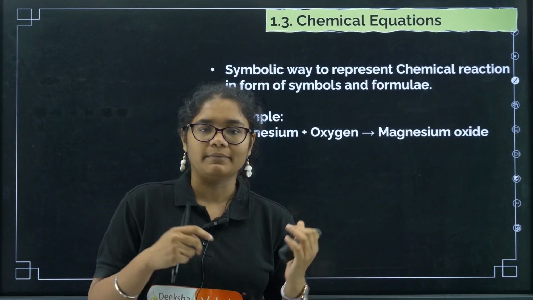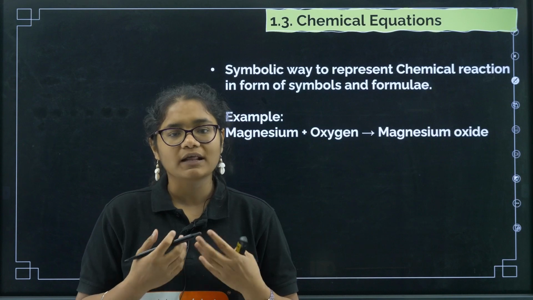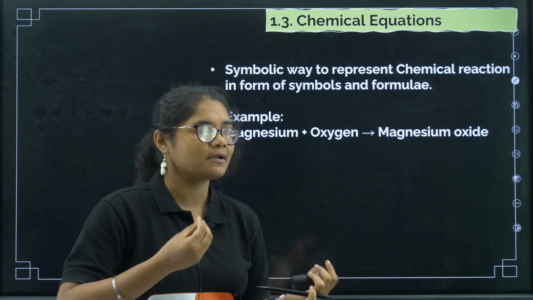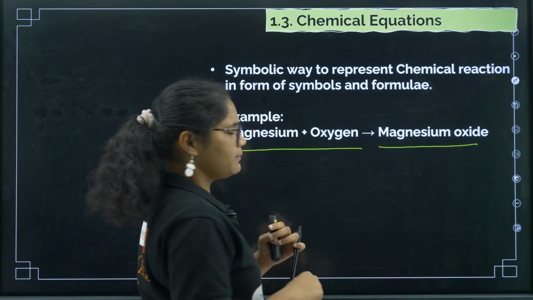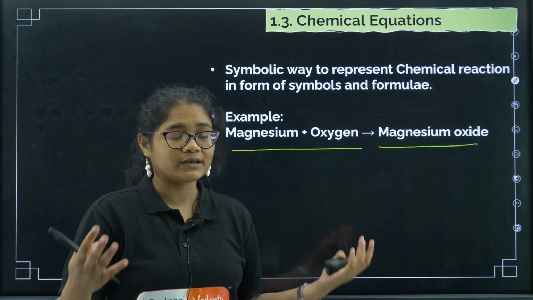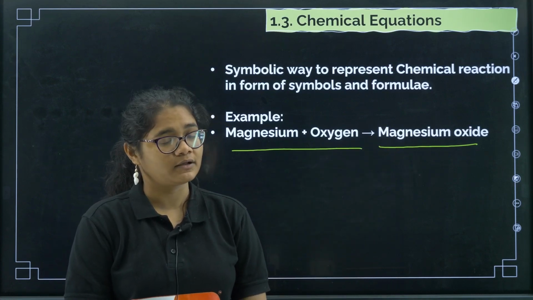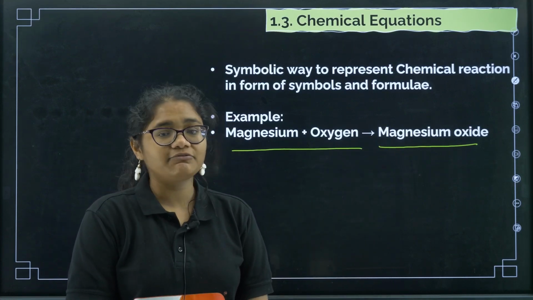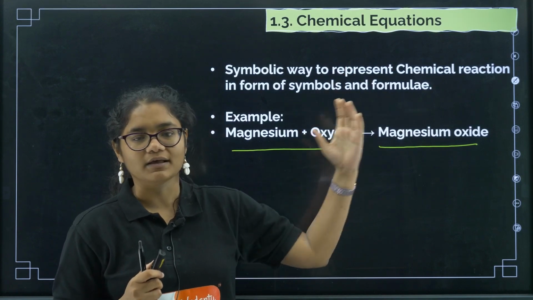Suppose magnesium and oxygen are reacting to give you magnesium oxide, right? So what I want to say is that magnesium has reacted with oxygen to give you magnesium oxide. But do we have time to write these many big words every time? If there are more reactants, more products, can we write this much every time? So to simplify or shorten this, we have a tool, that is your chemical equation.